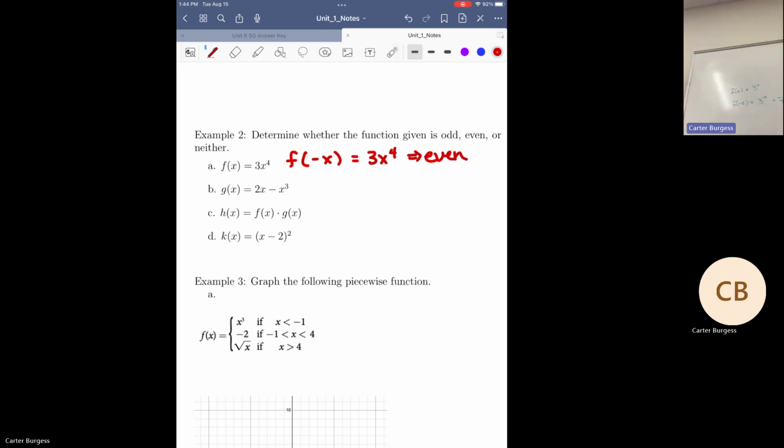Fantastic. What about with B? Plug in -x, or looking at the exponents here, what kind of prediction would we make for B? Is this going to be even, odd, or neither? This is going to be odd, right? We've got x to the first power, we've got x cubed. This should be odd, and lo and behold, you plug in -x, and that is exactly what you get.